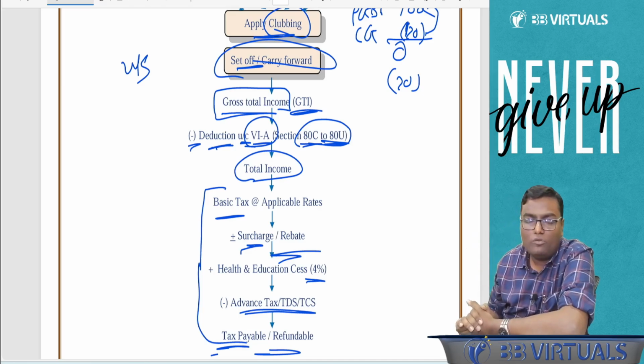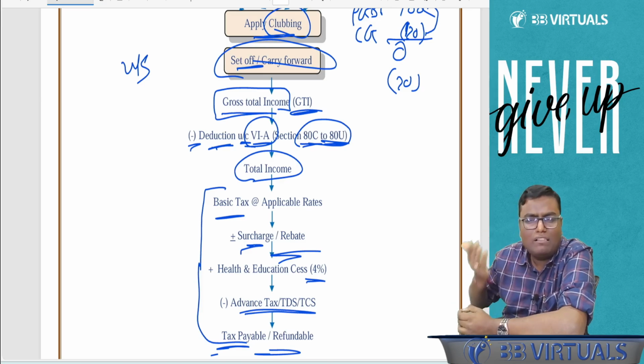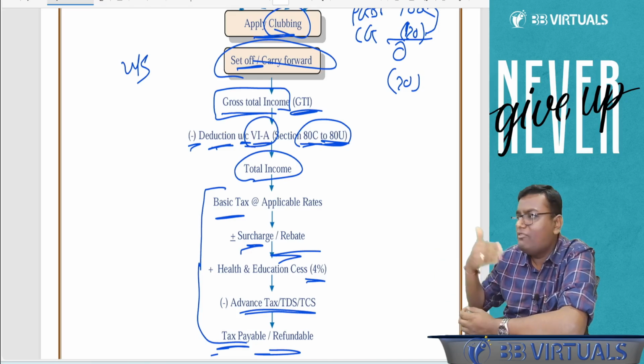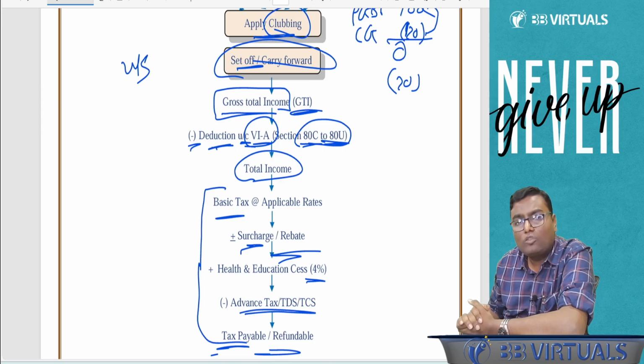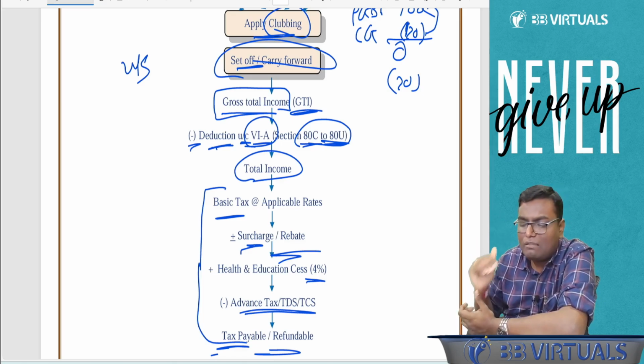Five things that we are going to study. First, we will study the Act: Income Tax Act 1961. Section, subsection, clause, subclause. Exceptions are given under proviso. Clarifications are given under explanation. Second, we will study Income Tax Rules 1962, which is made by whom? CBDT, Central Board of Direct Taxes, which is under the Finance Ministry.